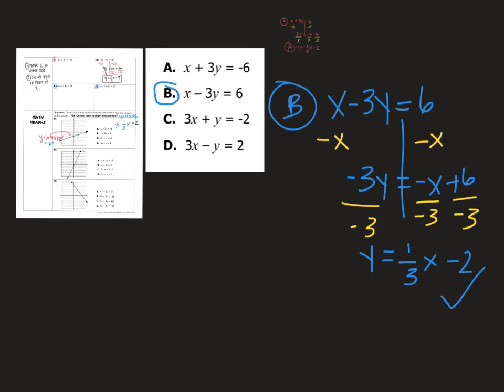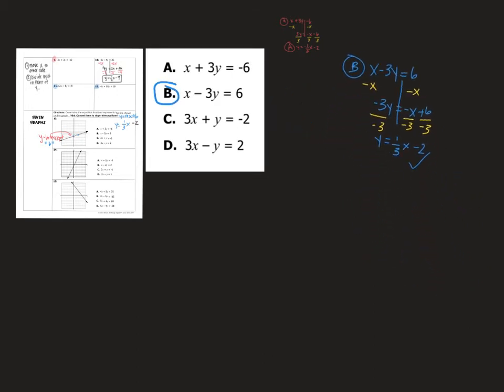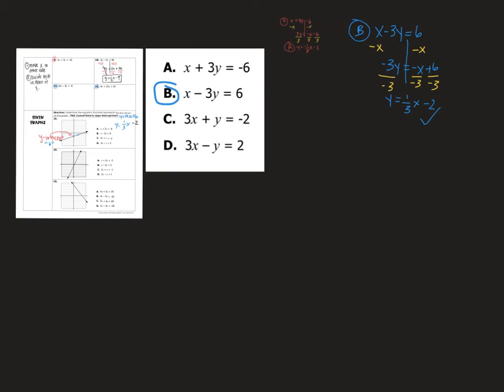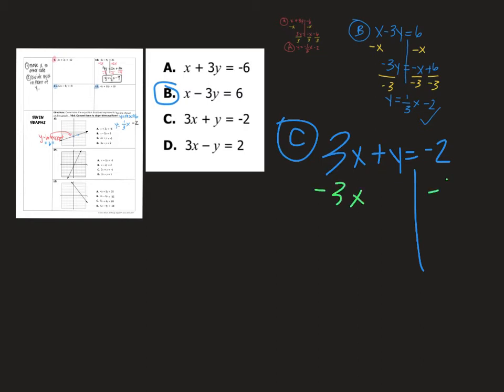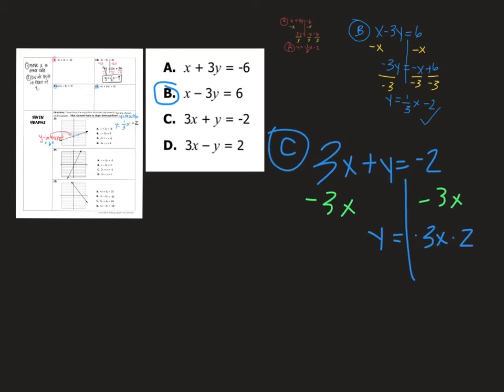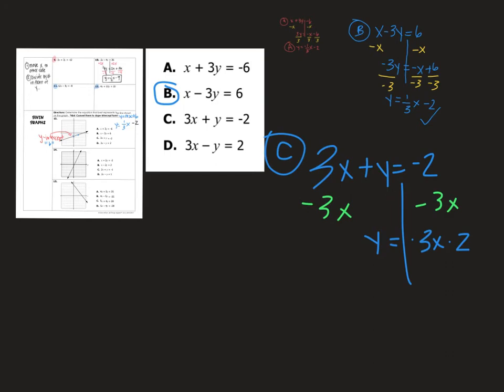All right, let's just double check to make sure C and D are not right and don't match. So C is 3x plus y equals -2. I would first start with subtracting 3x from both sides. I'd be left with y equals -3x minus 2. That is definitely not a choice, because we want y equals 1/3 x.